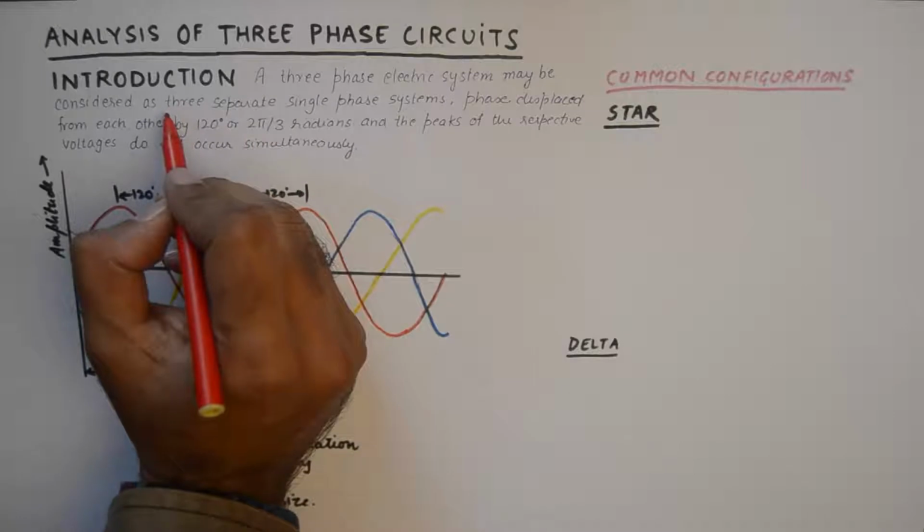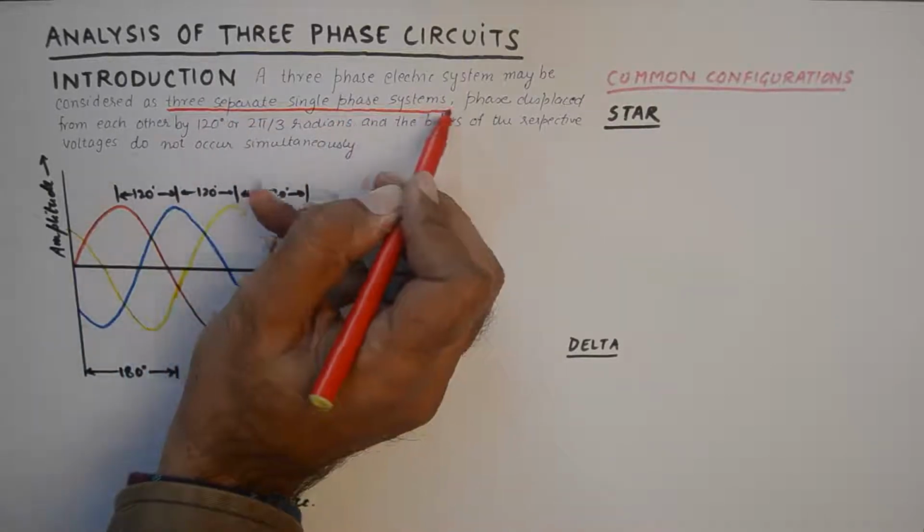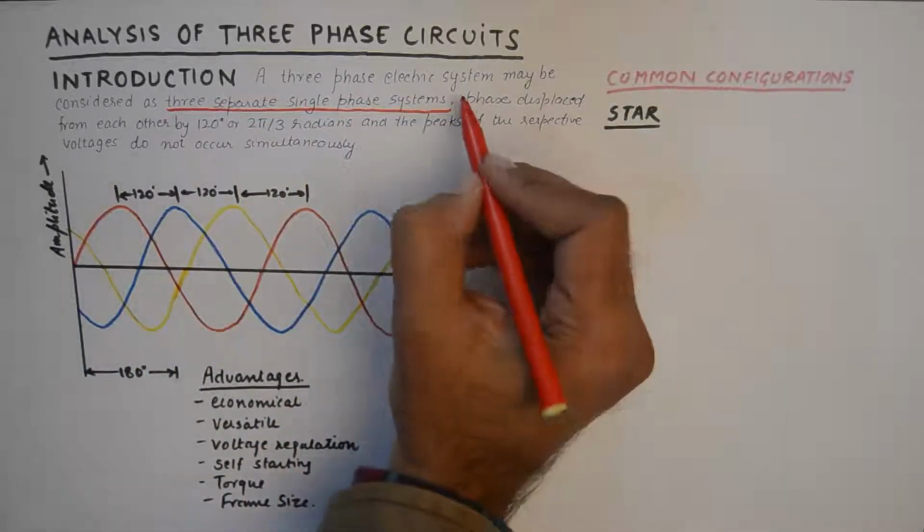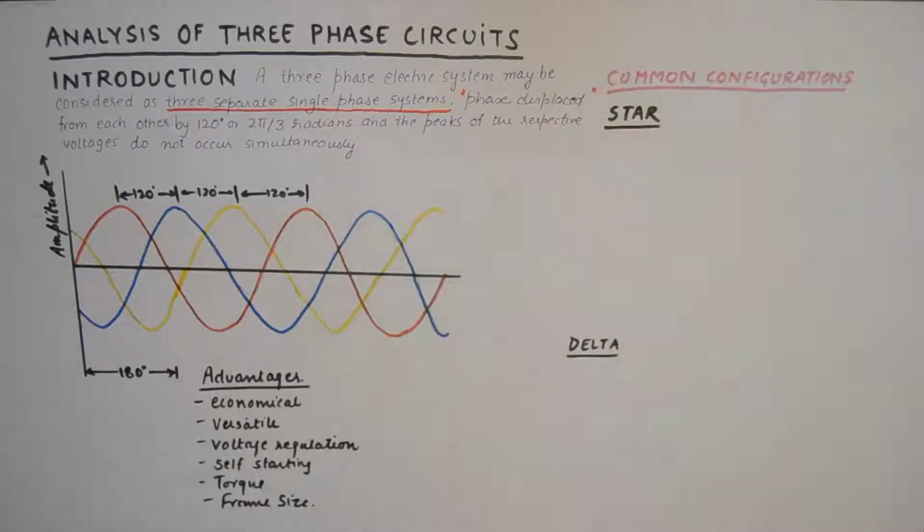So these are the key points here, and they are phase displaced from each other by 120 degrees, and the peaks of the respective voltages do not occur simultaneously whenever they are subjected to the load.